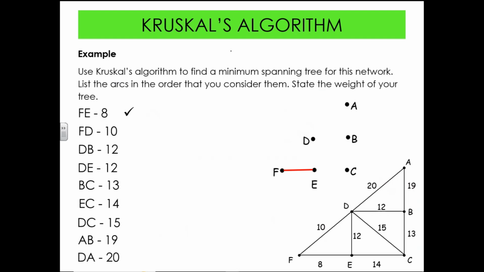Next one we add FD. FD doesn't form a cycle, so we can add that one on. So we tick it and we add it on to our diagram as we go along. Next one's DB. DB is fine. It doesn't form a cycle, doesn't join these up. So DB is fine. We add that one on.